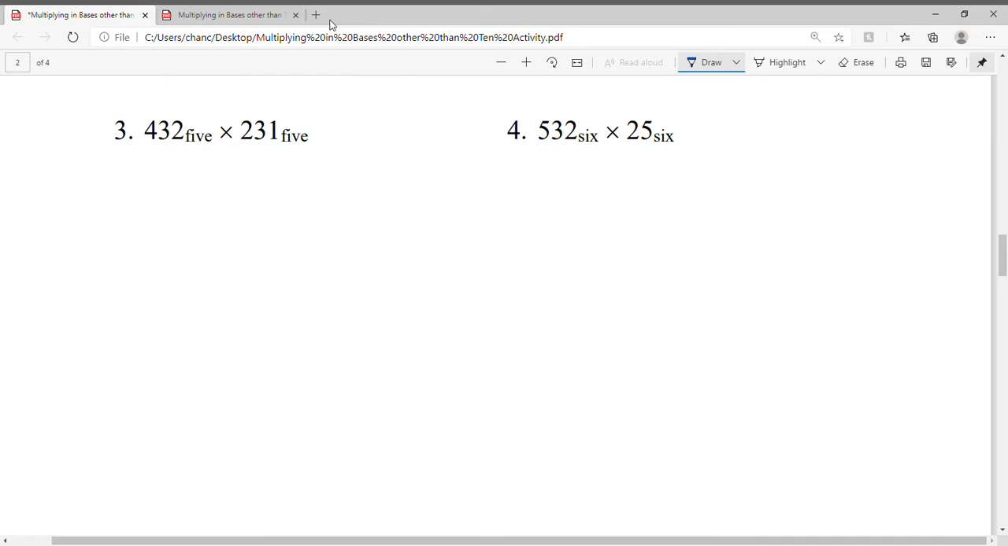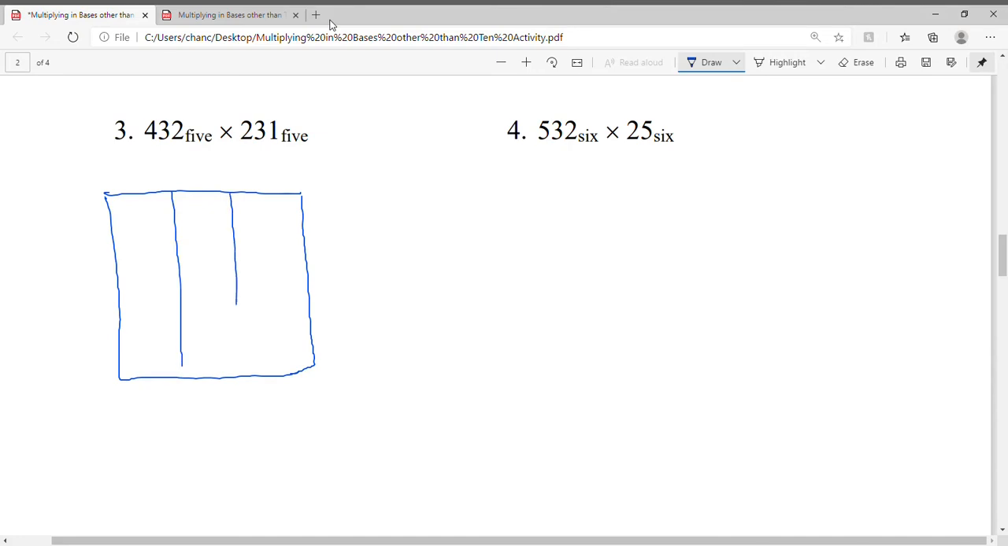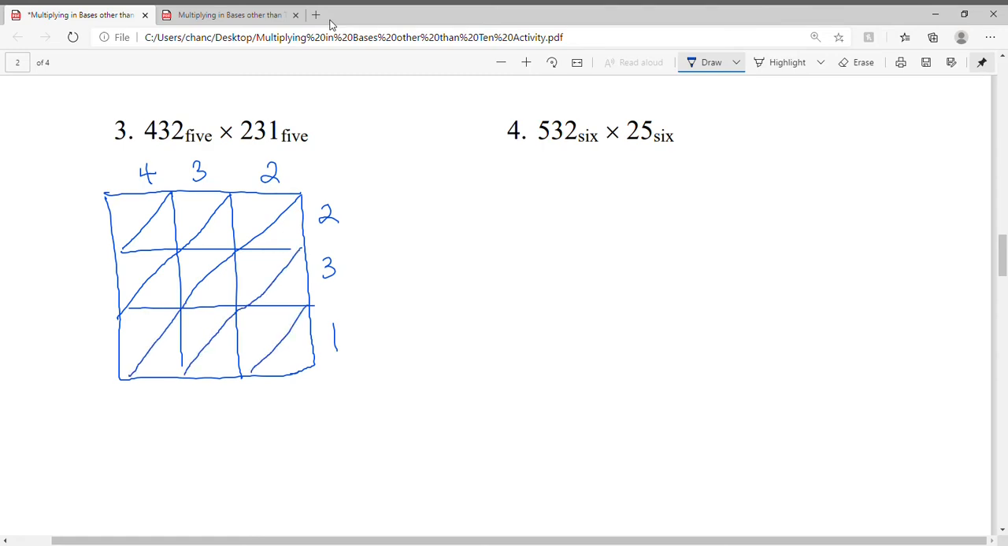Question number 3. I'm going to decide I like the lattice method for this one, but then again, it doesn't matter what method you use, you'll still get the same answer. I need 3 for the column, and then we'll put 4, 3, 2 on the top. For the rows, I also need 3 rows, and we'll put 2, 3, 1 here on the side. We'll draw our diagonals. And now we could begin to multiply.